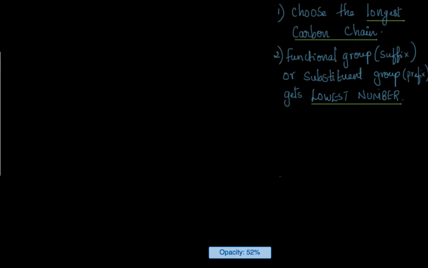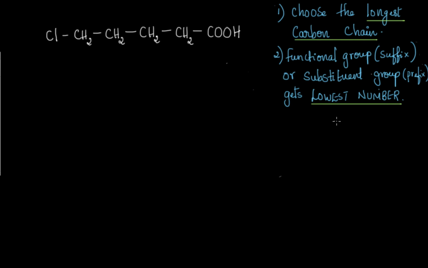So far we have learned two rules of nomenclature. First one is to choose the longest carbon chain. Second one is if you have either functional group or substituent group present in a compound, then these groups should get the lowest number. Let's apply these two rules to name this compound.